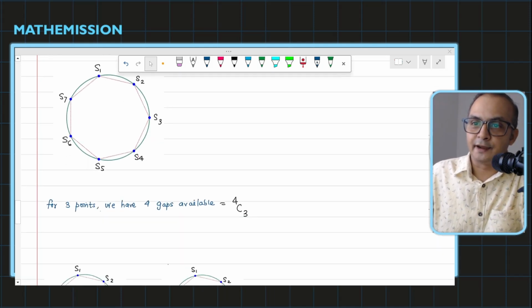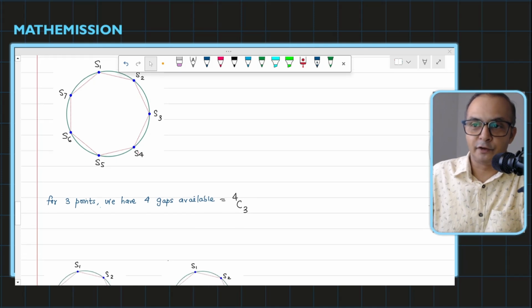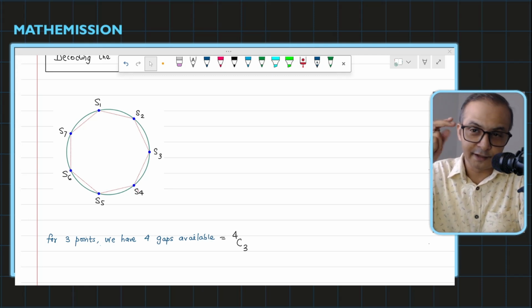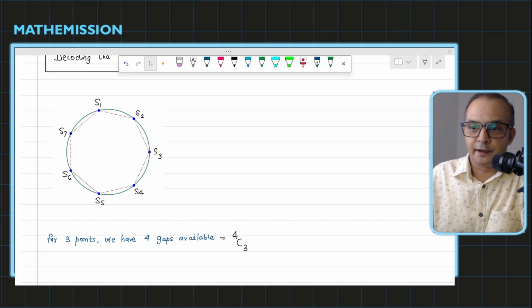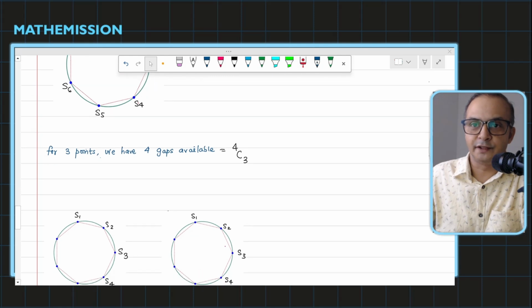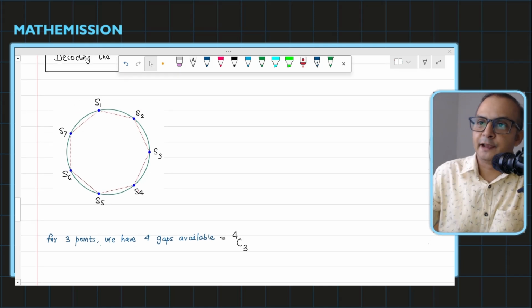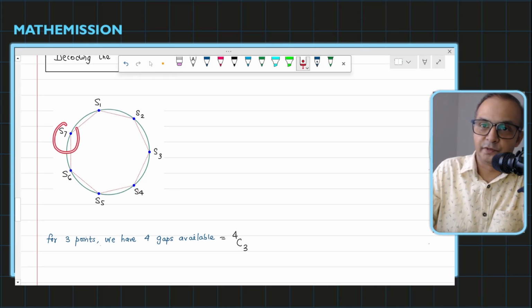So the idea is that again we have the same kind of approach, that we select first 3 stations and we just count the gaps and place those stations in the gaps. But the problem is, in circular, there is some kind of thing that we make a choice, and that choice will be overcounted. So let's see how we want to convey this. Suppose I have selected S5, S6 and S7 for my choice of stoppages, which will give one other gap.